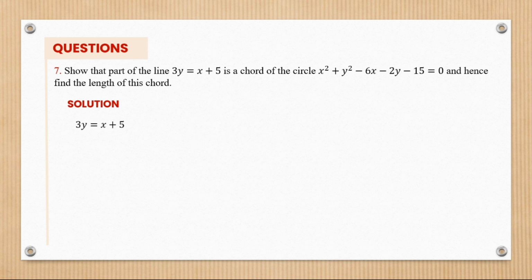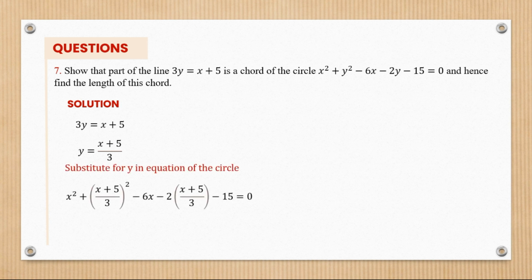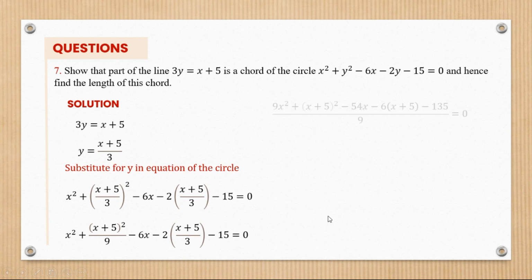So we have 3y being equal to x plus 5. That's the line. Now we can make y the subject, and y shall be equal to x plus 5 over 3. We substitute for y into the equation of the circle, and this is what I'll have. When I expand this, I'll be left with x plus 5 squared over 9 minus 6x minus 2. The rest doesn't need to be expanded, so it remains as it is. Then I can find the LCM.